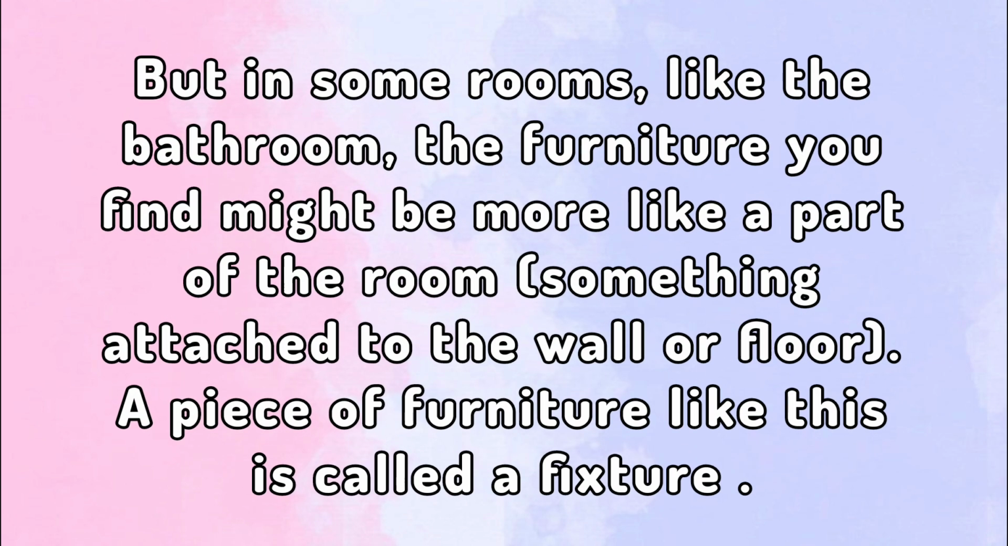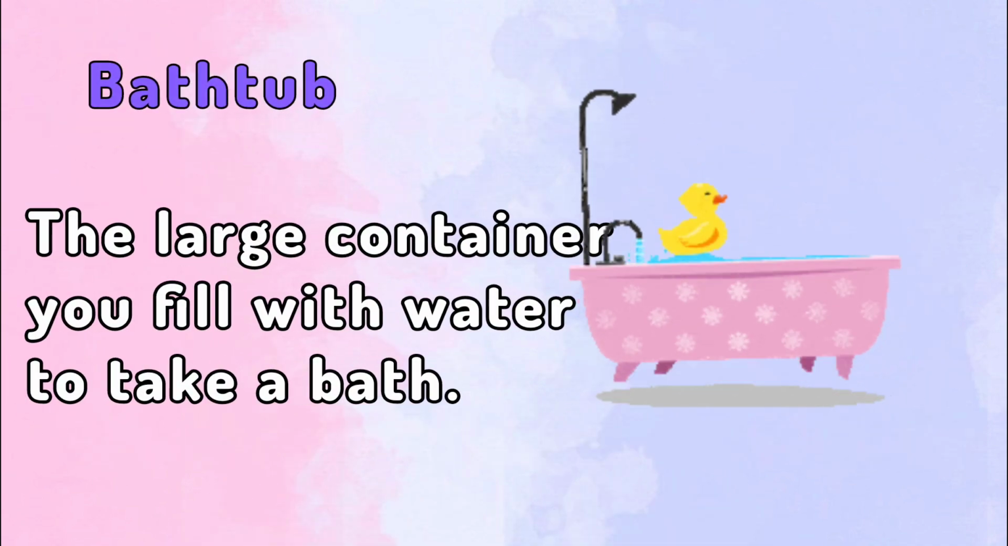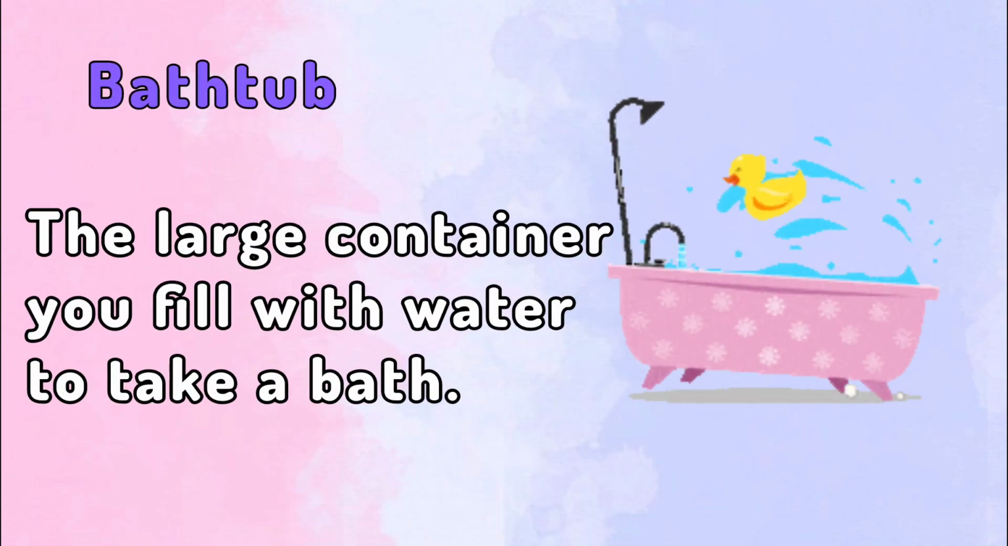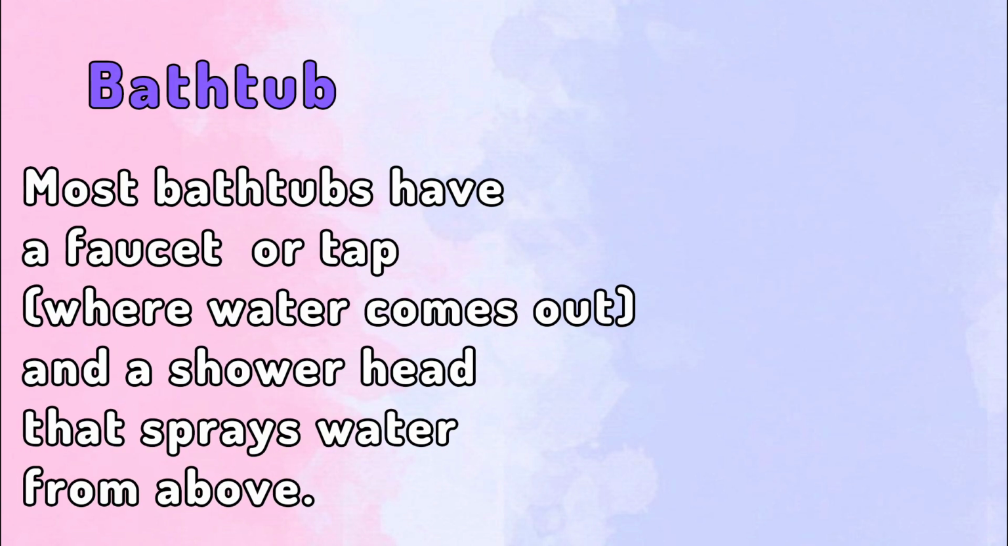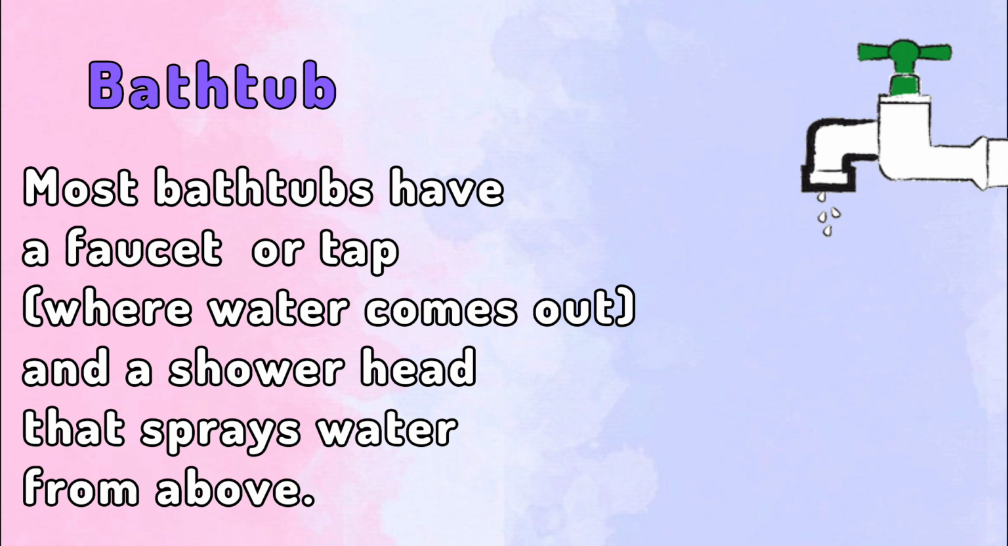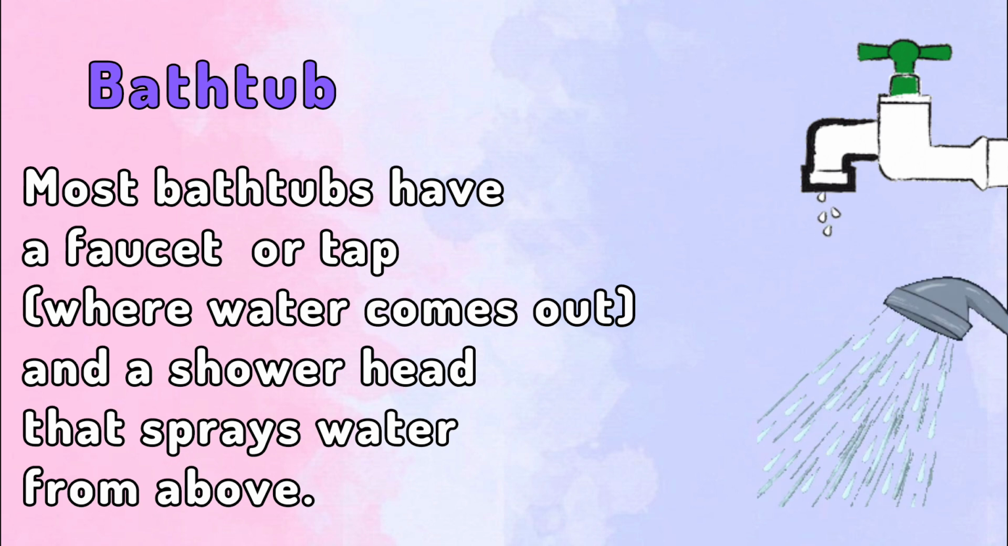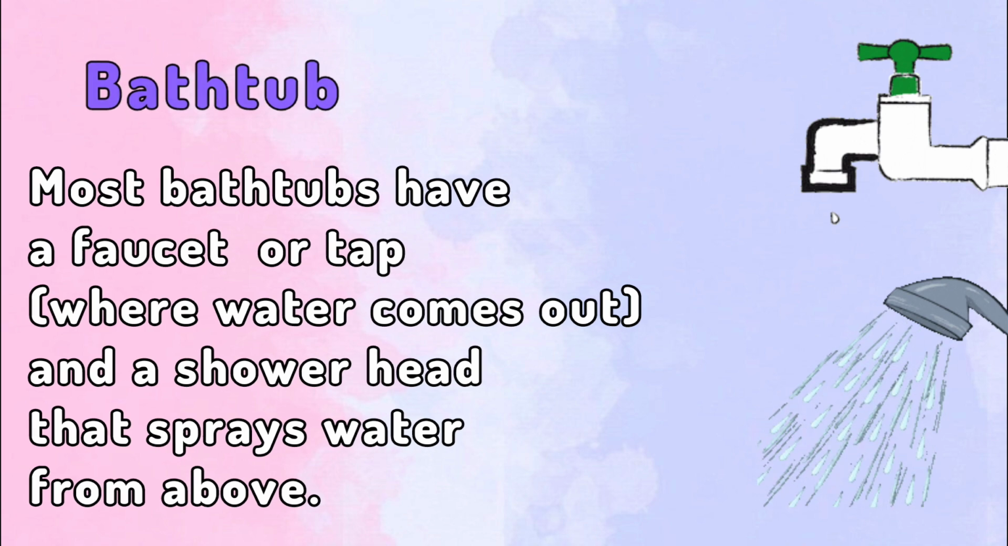But in some rooms, like the bathroom, the furniture you find might be more like a part of the room, something attached to the wall or floor. A piece of furniture like this is called a fixture. Bathtub, the large container you fill with water to take a bath. Most bathtubs have a faucet or tap where water comes out, and a shower head that sprays water from above.